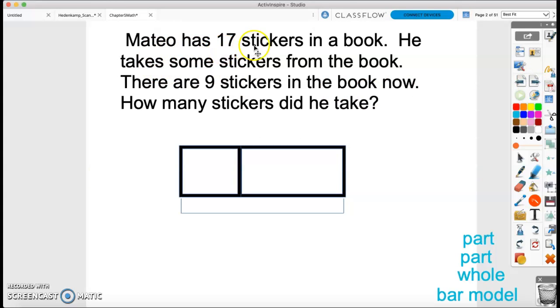Mateo has 17 stickers in a book. He takes some stickers from the book. There are 9 stickers in the book now. How many stickers did he take?